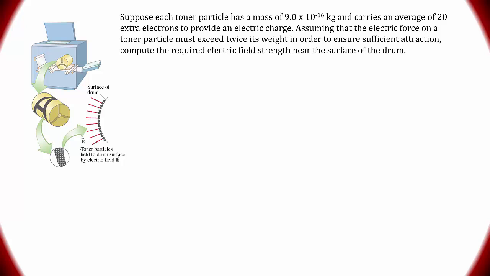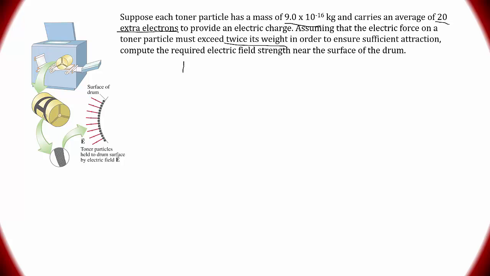And if we want to find the electric field necessary on the surface of that drum in order to keep these toner particles, each with a little bit of mass, and we're going to say that each toner particle has to be charged as well, otherwise it won't be affected by the electric field. So they each have 20 extra electrons, so we can get the charge from that. And we're going to assume that the electric force is twice its weight, just to make sure that when it's upside down it doesn't fall off.